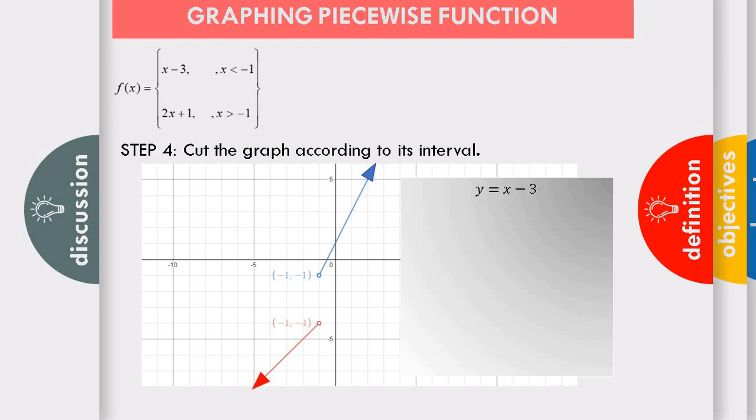So in finding the domain, we need to look at the x-axis. Okay, so the x-axis. While for looking for the range, we need to look at the y-axis. So first, we have the first subfunction f of x equals x minus 3. So domain, look at the x-axis.